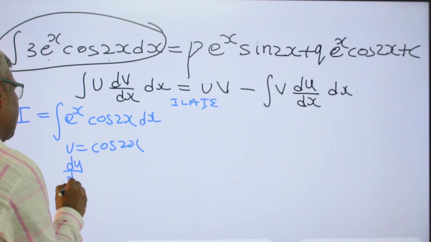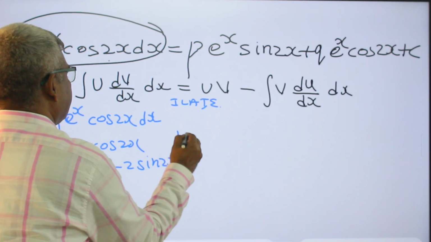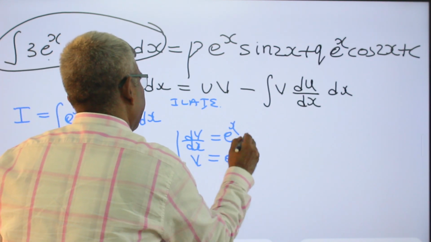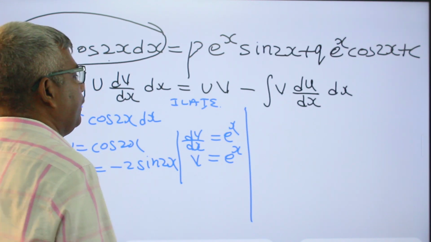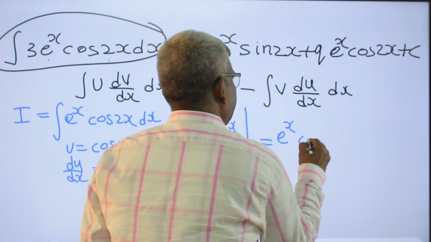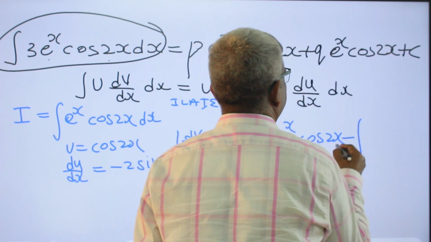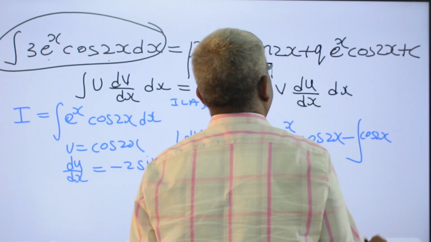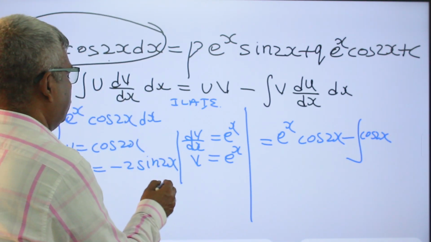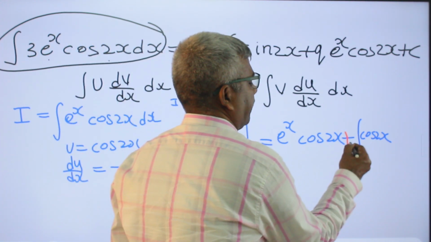What is du by dx? Minus 2 sin 2x. What is dv by dx? E power x. What is v? E power x. Now uv: u is e power x cos 2x minus v cos 2x du by dx. Du by dx is minus 2 sin 2x. This minus 2 sin 2x will become plus 2.